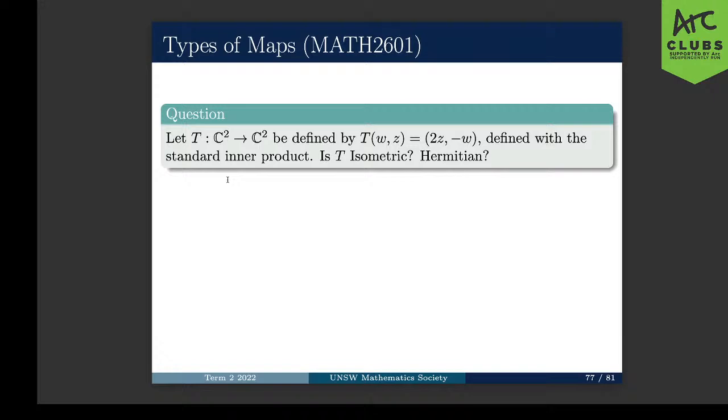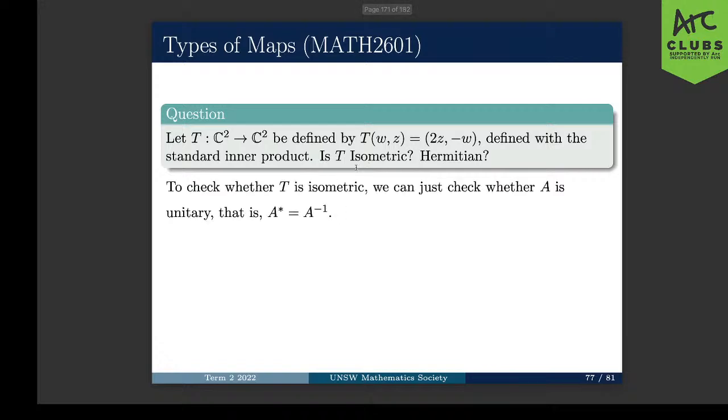Okay, so let's try this simple question. We have a linear map going between complex vector spaces, defined by T(w, z) equals 2z minus w, and we're dealing with the standard inner product. The question is: is T isometric, Hermitian, or both? To check whether T is isometric, we just check whether it's unitary, because of the previous theorem saying they're equivalent. So we just need to check whether A star is A inverse. Remember A star here, because it's the standard inner product, is the conjugate transpose.